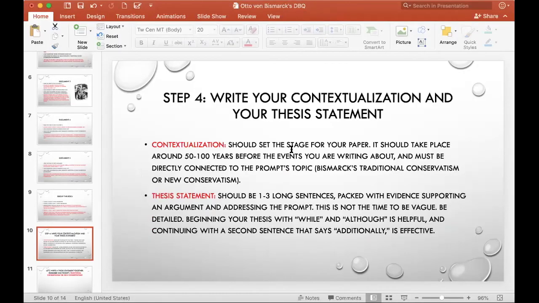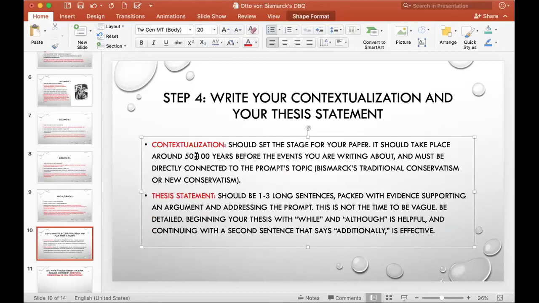Contextualization should set the stage for your paper. It should take place about 50 to 100 years before the events. So I know it's Germany, and maybe you immediately think of Martin Luther, but Martin Luther was the 1500s, and this is the 1800s. So talking about Martin Luther in your contextualization is not a good idea. It's too far back. You need to find something more recent in the 50 to 100 year range before. And you need to be able to connect your setting the stage directly to Bismarck's traditional conservatism or new conservatism.